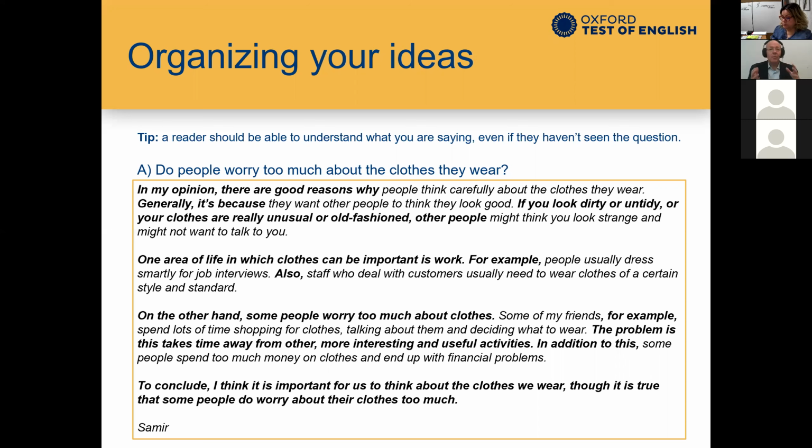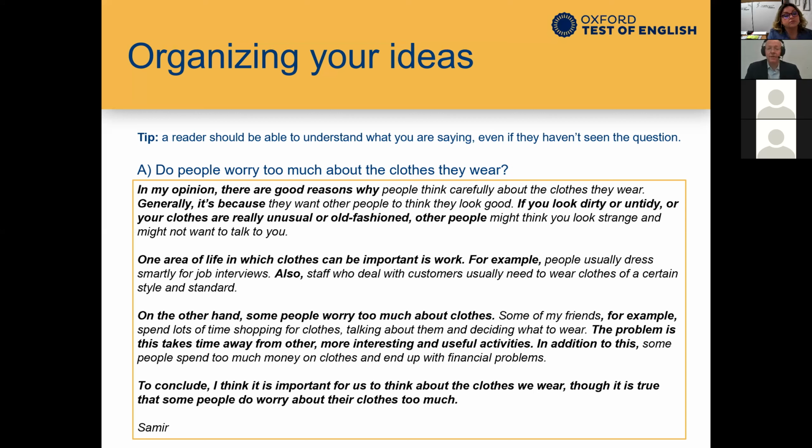Okay, here we've got a conditional sentence. Now, it's not necessary to use a conditional sentence in this text, but it's a very good idea because conditional sentences are interesting grammar. They show that you have a higher level if you can use them. The words are not particularly complicated: dirty, untidy, unusual, old-fashioned. This is good. Let's look at the next paragraph.